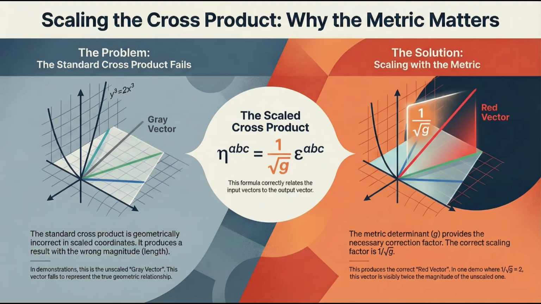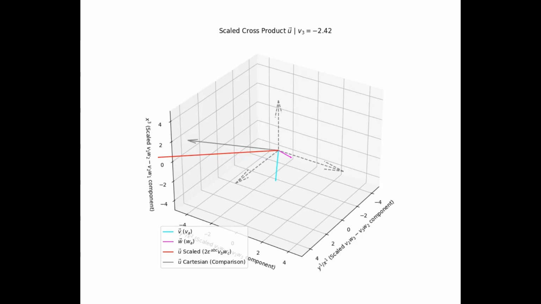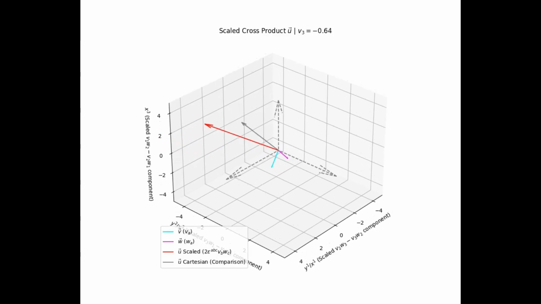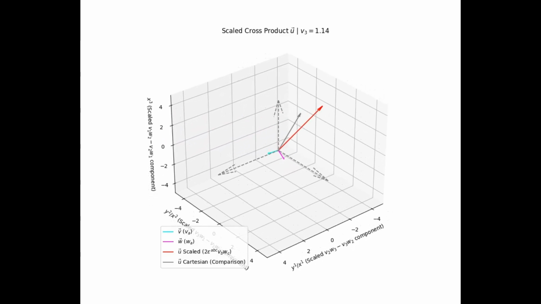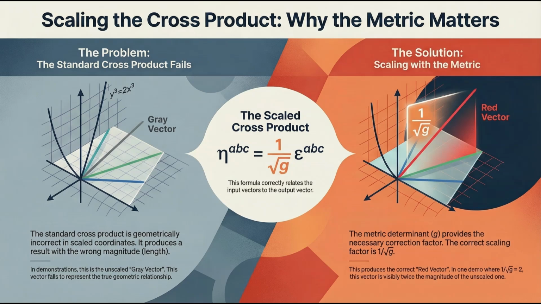Okay, first up, the key to accuracy is figuring out the metric determinant. Think of it as this one number that quantifies exactly how much your coordinate system has been stretched. It's the essential scaling factor that you're going to need.